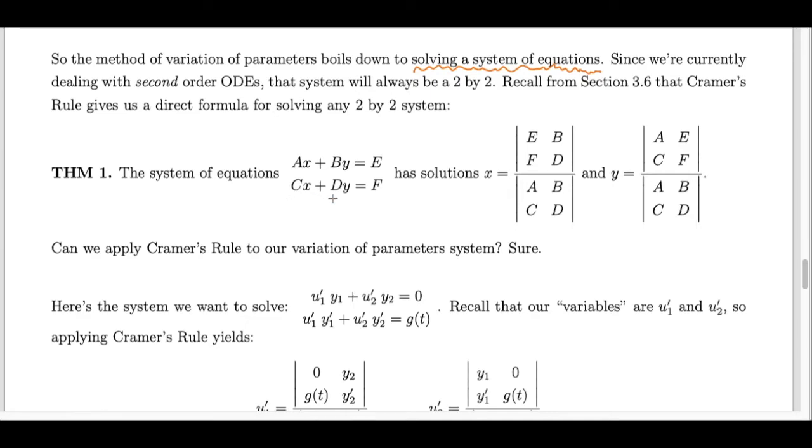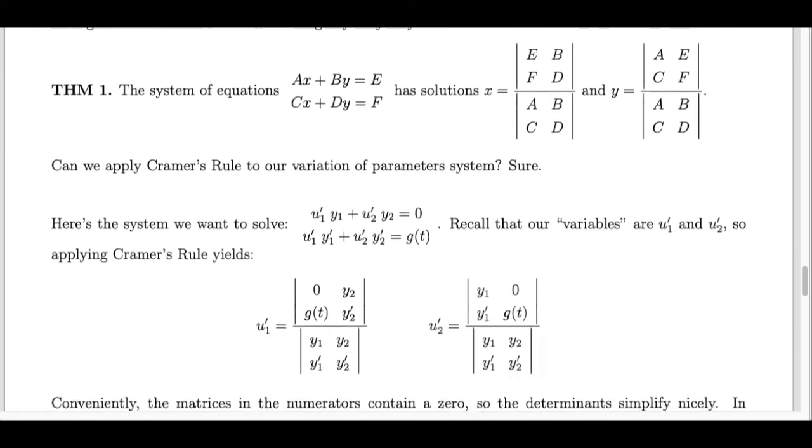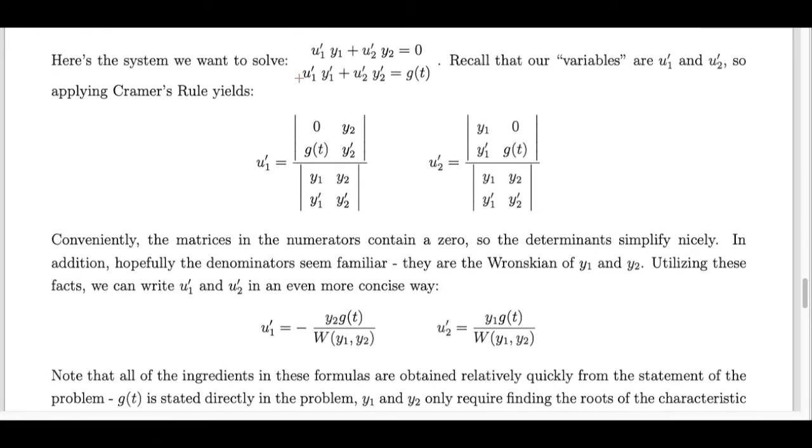This is a restatement of Cramer's rule. If my original system has this structure here where x and y are the two variables I'm solving for, then I can directly identify the solutions for x and y using these two determinants combined in an appropriate way. So why not try to apply Cramer's rule to the system that we need to solve when doing variation of parameters? Here's a reminder of what our system looks like. I'll remind you too that the variables are u1 prime and u2 prime.